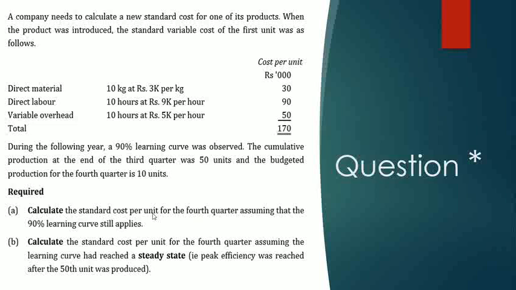So they are asking the standard cost per unit, not the cost for fourth quarter. They can ask either for cost for fourth quarter, which means the cost for these 10 units. Here they are asking the cost per unit, which means we want to find the total cost for fourth quarter, and we should divide it by 10, then we can find the standard cost per unit in fourth quarter.